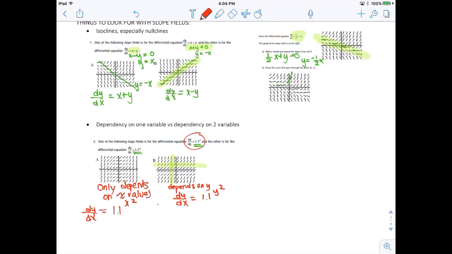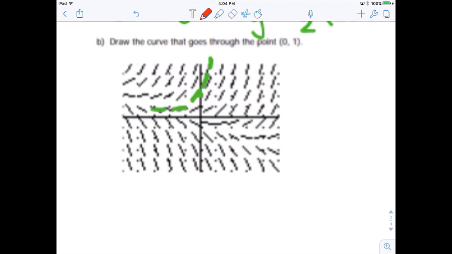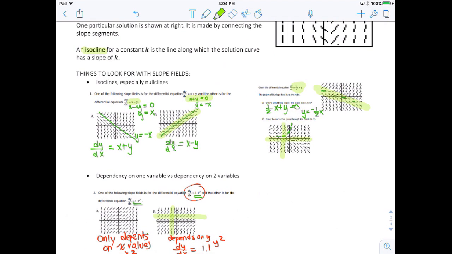Now, if we looked at something like one of these that we did before, if I look going this way, my slope changes along every x value, and going this way, my slope changes along every y value. And so that's a time where I could say, okay, dy dx actually depends on both x and y.